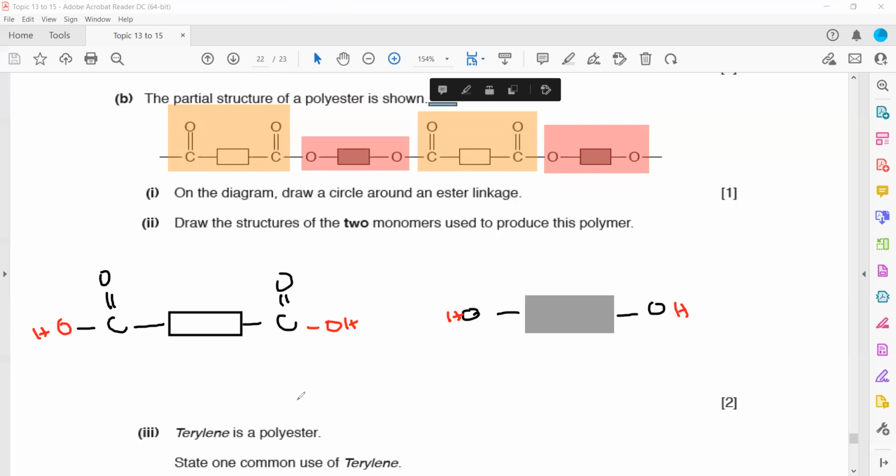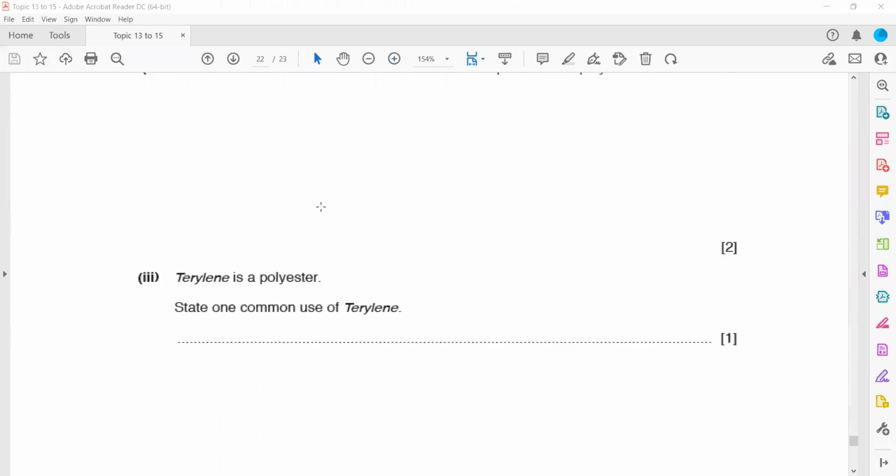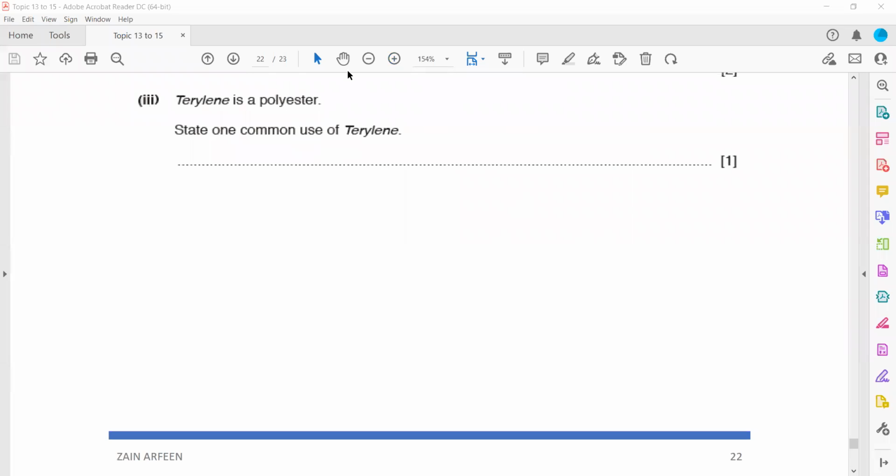Then terylene, which is a polyester, is shown. We have to state a common use of a polyester. So where do we normally use polyester? We use polyester for clothing. There are many uses. So for fabric or clothing, we can use this polyester.